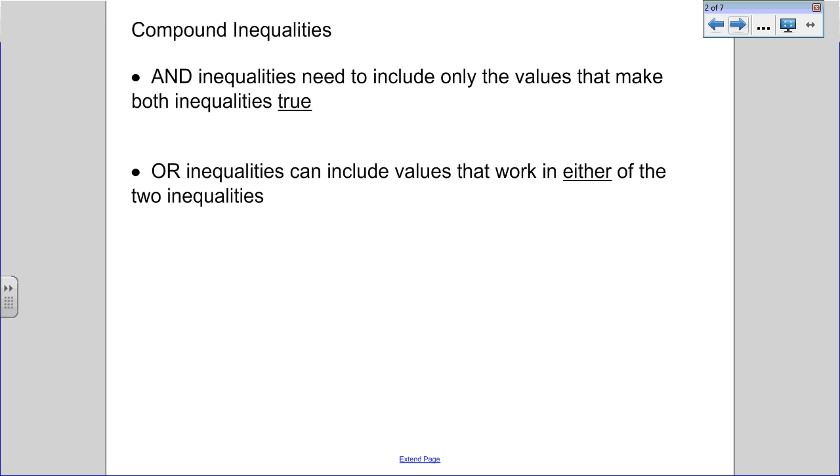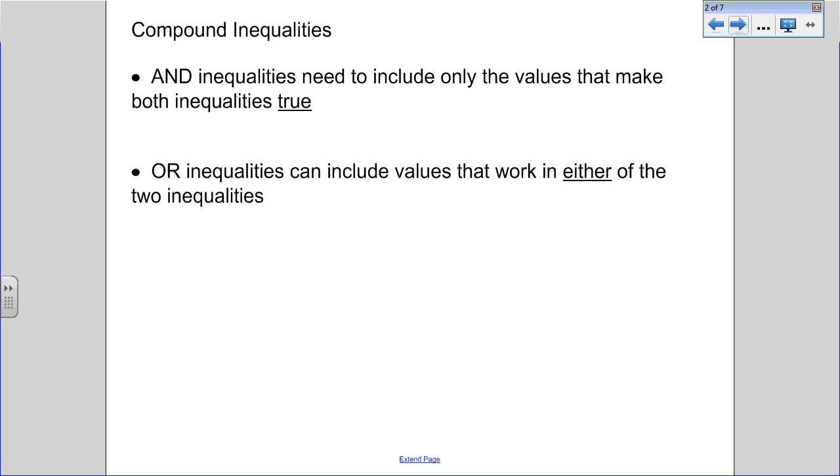All right? These and inequalities, that was the part I was talking about while I walked around the room. They need to include only the values that will make both inequalities true. And so often, for these and inequalities, they're found in the exact same places we were finding our solutions. We were picking numbers between 3 and 5. So we're still going to solve for boundary points, but our solutions are going to have to be between those.